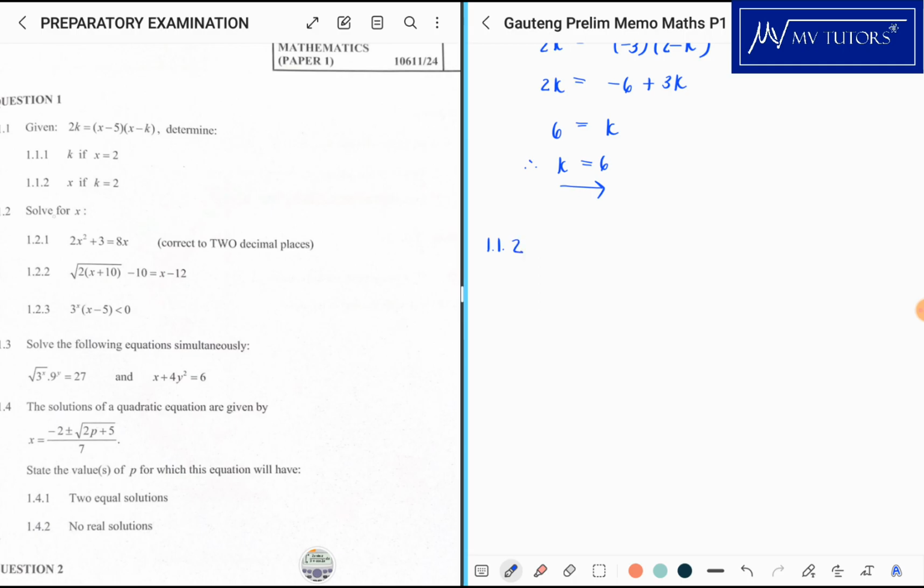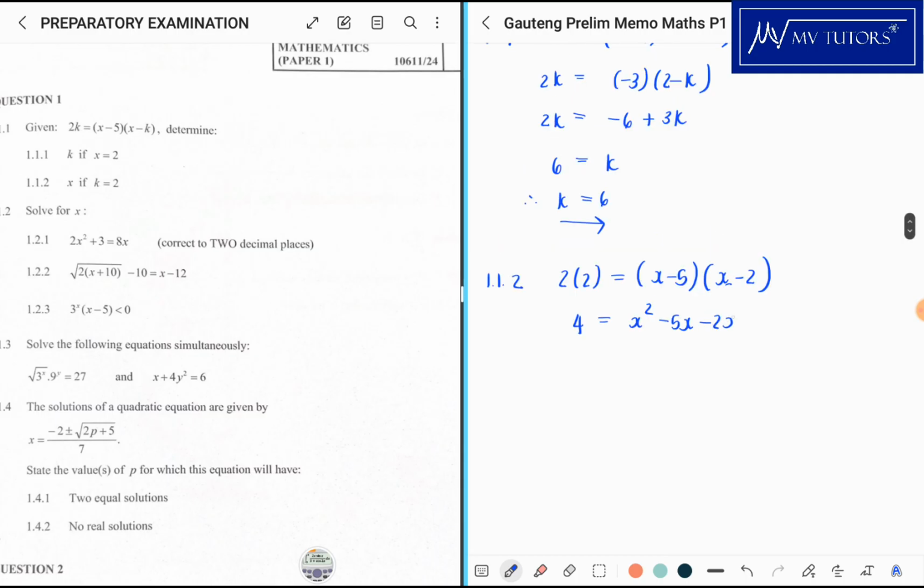And now they say determine x if k is 2. So now we have 2 times 2 is equal to x minus 5 times x minus 2. All right, so we have 4. And we're just going to get rid of the brackets. So we have x squared minus 5x minus 2x and plus 10. So if we bring the 4 to the other side, we have x squared minus 7x, and then it's going to be 10 minus 4, which is 6, positive 6 that is.